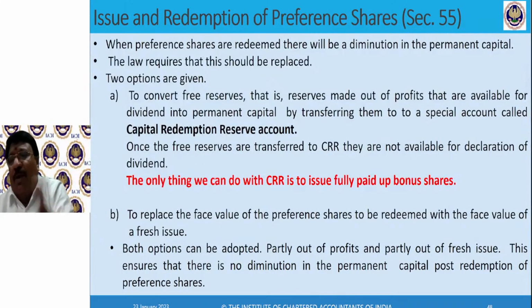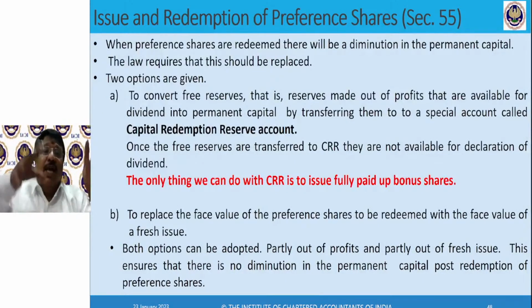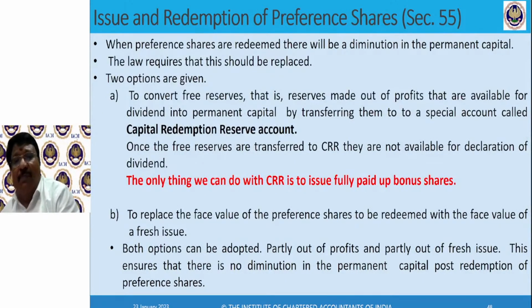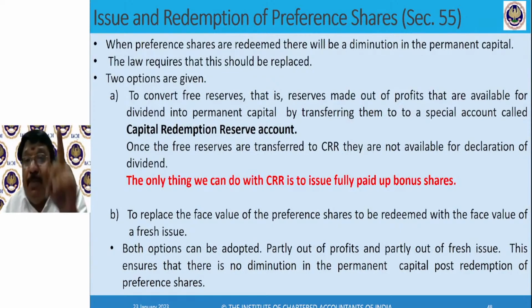Suppose I don't have sufficient profits. Then they say, get some more new people, create more permanent capital, issue fresh shares. Make that permanent capital, then replace this permanent capital. So if you want to pay this permanent capital, create new permanent capital. Both options can be adopted, partly out of profits and partly out of fresh issue. The idea is there should be no diminution in the permanent capital post redemption of preference shares. This is the principle that is operating here.